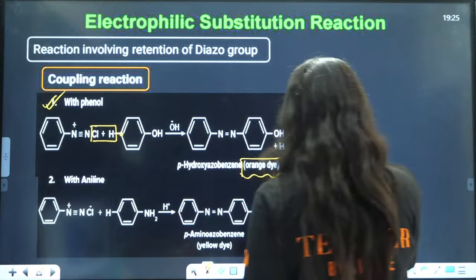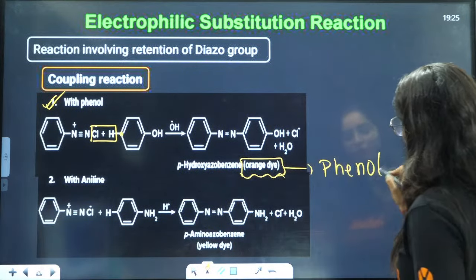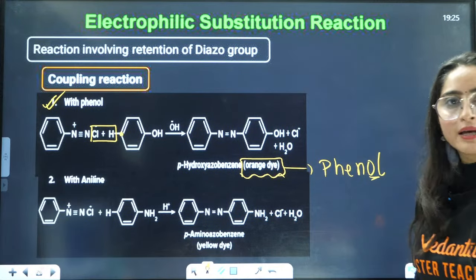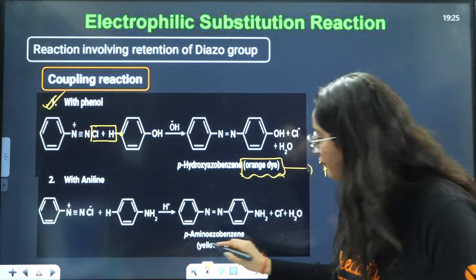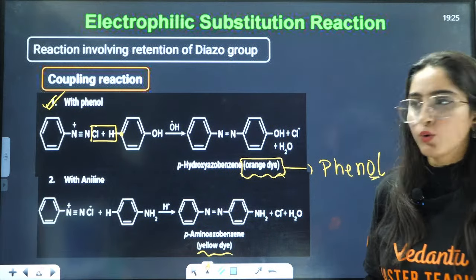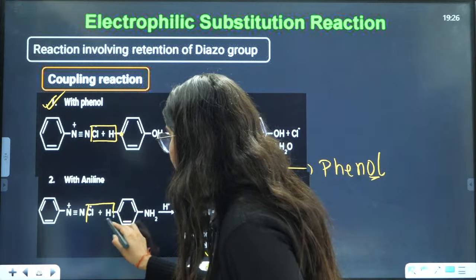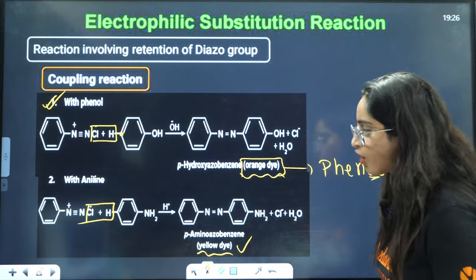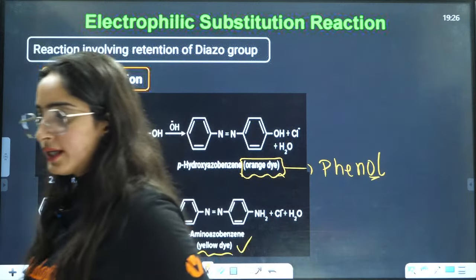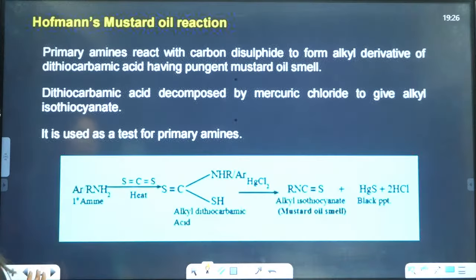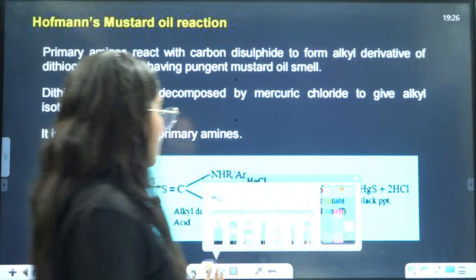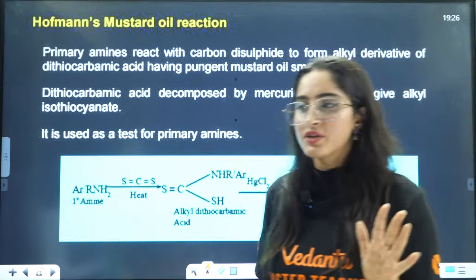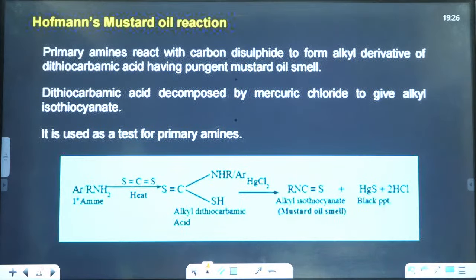How can you remember? With phenol: ol, orange. O for phenol, and this is orange. With phenol, you will have orange dye. But with aniline, you will have yellow dye. Basically, the same thing will happen: HCl will be eliminated, they will join together to form a couple, and here you will have the formation of yellow dye. There is also beta naphthol, how it is used, that we will do in the question itself.